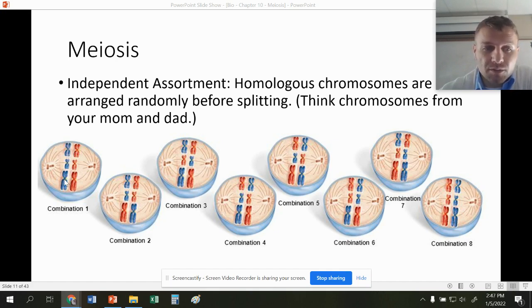So you can see all of these chromosomes on the left-hand side here are from the dad. This is combination 1. This is combination 2, you can see it's different than combination 3, 4, 5, 6, 7, and 8. This is because each cell randomly puts the chromosomes in different orders because of just random assortment. It's called independent assortment. This is another way we create genetically different offspring during meiosis.